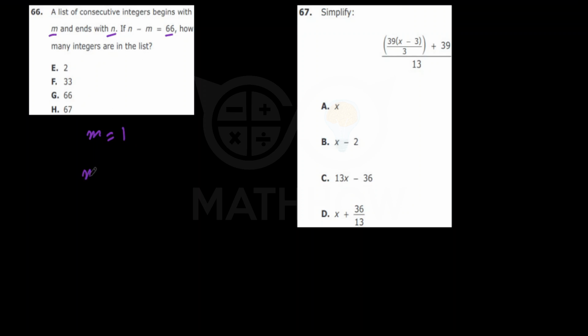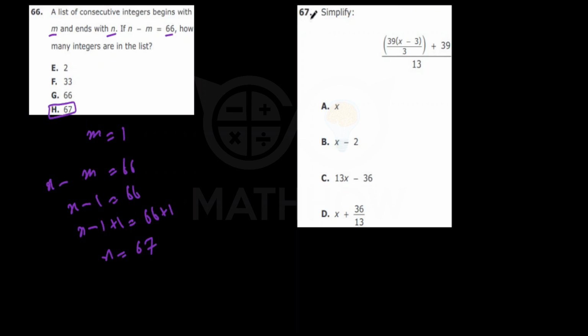Substituting in this equation, n minus m equals 66, n minus 1 equals 66. Adding 1 on both sides, n equals 67. Since the largest integer is 67 and the smallest integer we chose is 1, the total number of integers in the list is 67. The correct answer is option H.